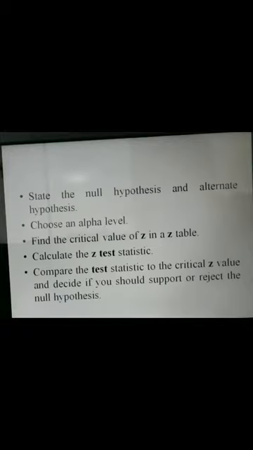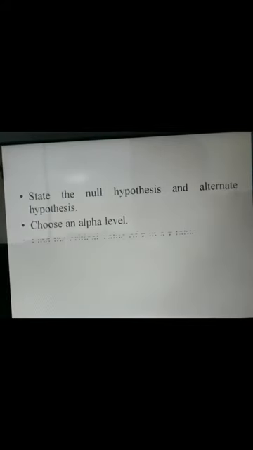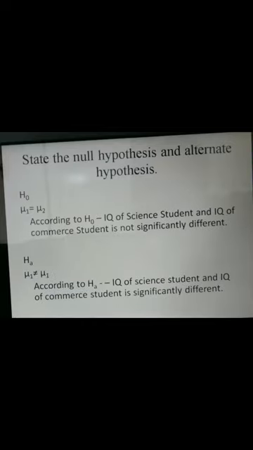If you go back to the question, you can see a 95% confidence level. So it's very easy to calculate the alpha level. We want a 95% confidence level, so the alpha will be 0.05. If we want a 98% confidence level, then alpha will be 0.01. And next, find the critical value of z in a z table. I have already mentioned how to find the p value in the z table.